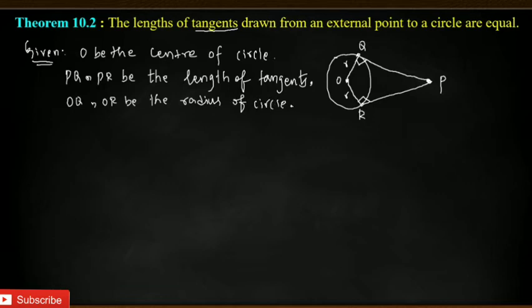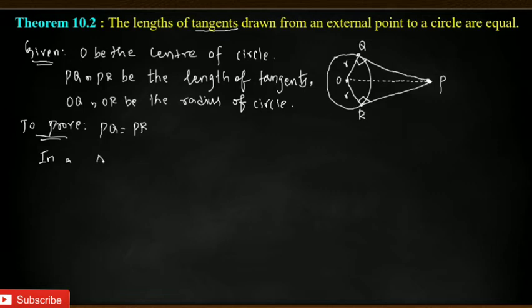Okay, let's continue. What do we need to prove? To prove, I'm writing here: PQ length is equal to PR length, meaning the two lengths of tangent are equal. Now see, if I join OP, I'm getting two triangles, POQ and POR. So those two triangles I'm going to take now.